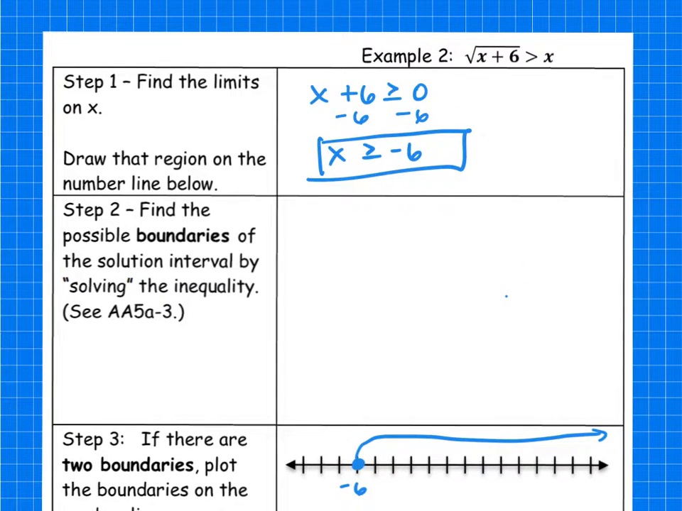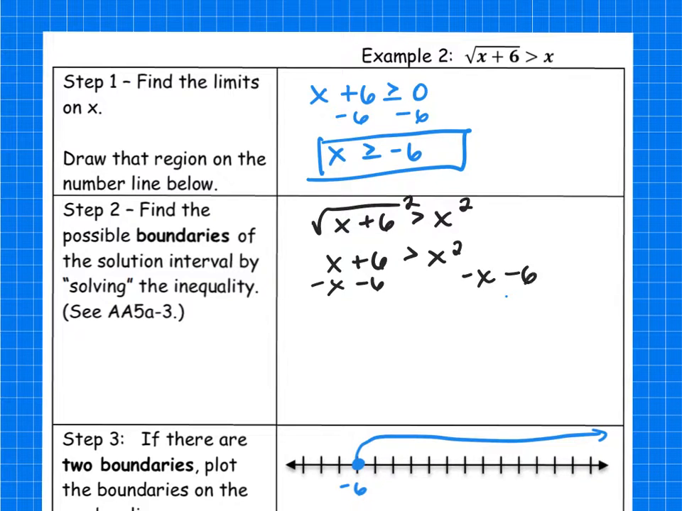So I take my original, square root of x plus 6 is greater than x. I'm going to square both sides, and this is where it gets more complicated. That x plus 6 is greater than x squared. Now I have a quadratic that I need to deal with. So I'm going to subtract x, subtract 6. So I've got 0 is greater than x squared minus x minus 6.